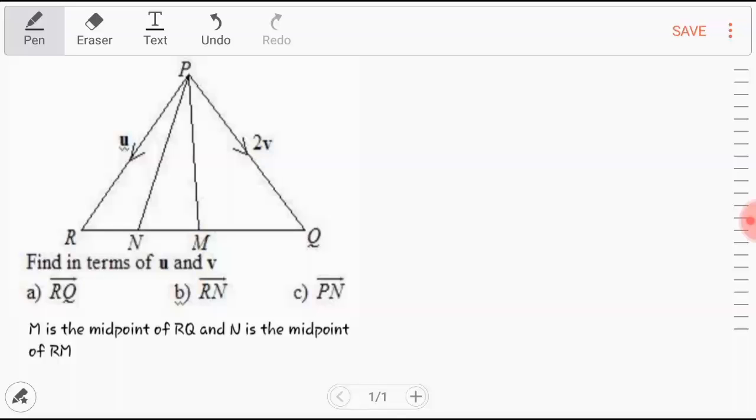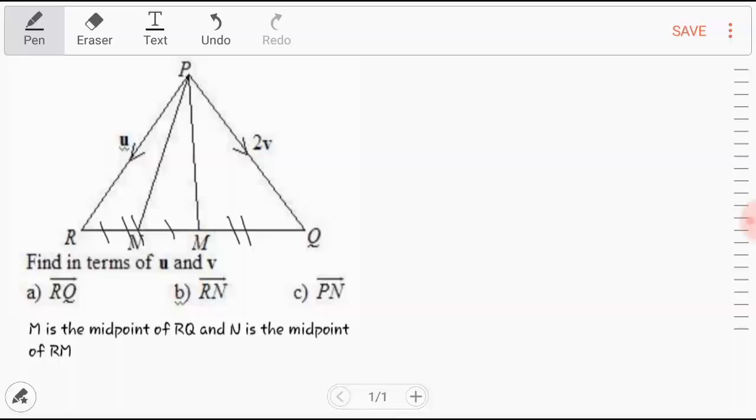Now before we do this kind of problem, I'm just going to give you some tips. First, read the question carefully. M is the midpoint of RQ, which means it divides RQ into two equal sizes, and N is the midpoint of RM, so I'm just going to give a sign like this again. And then first we need to identify the directions of each vector because it's really important.